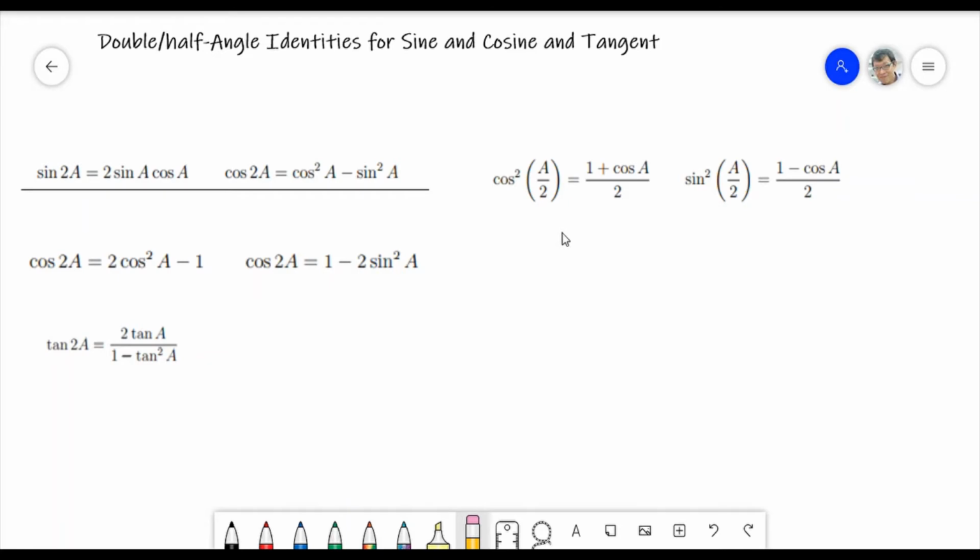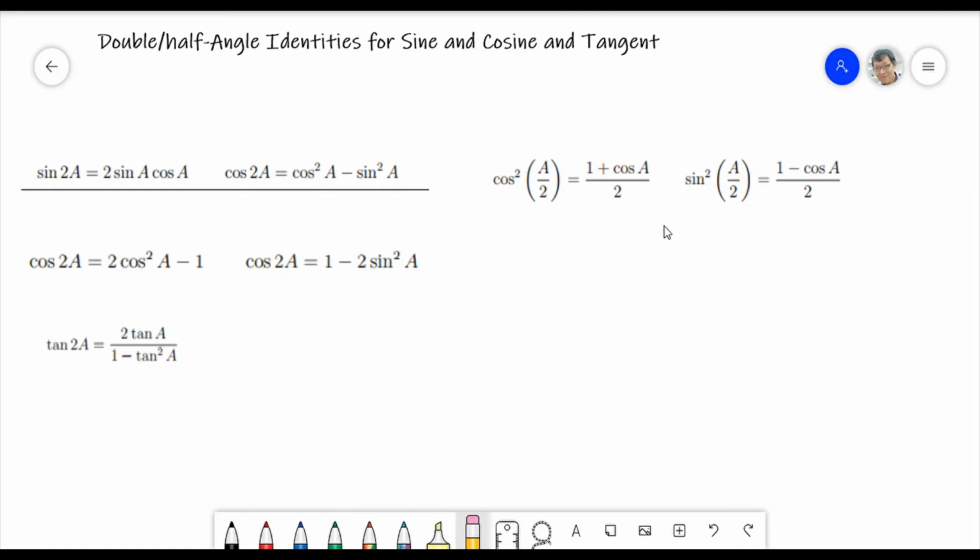And the half angle: cosine squared of a over 2 equals 1 plus cosine a over 2, and sine squared of a over 2 equals 1 minus cosine a over 2. Observation here: it is in cosine, no sine anymore. Even in sine squared, it is in cosine. The difference is one is 1 minus cosine, another is 1 plus cosine, right?